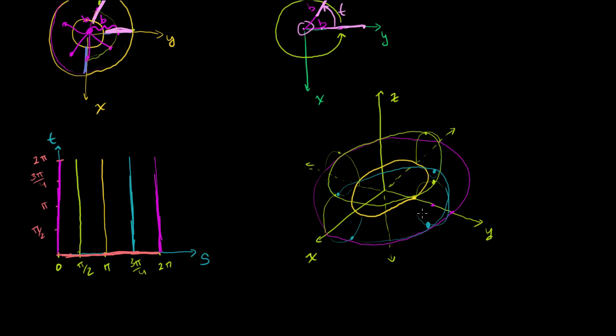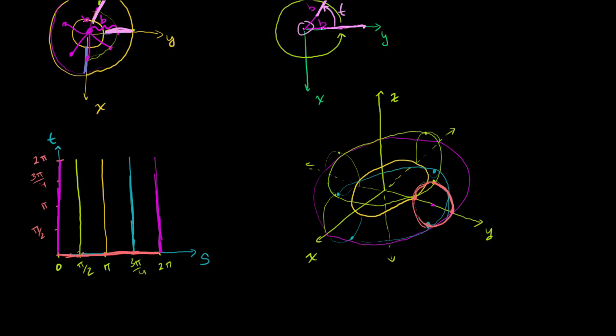So t is 0. That means we haven't rotated at all yet. So we're in the zy plane. And s will start at 0, and it'll go to 2 pi. This is this point. Sorry, pi over 2. That's that point over there. Then it'll go to pi. This point is the same thing as that point. And then it'll go to 3 pi over 4, and then it'll come back all the way to 2 pi. So this line corresponds to this circle right there.